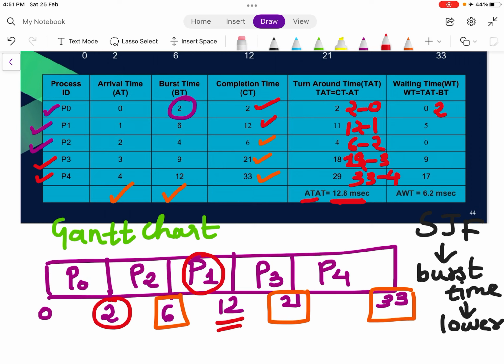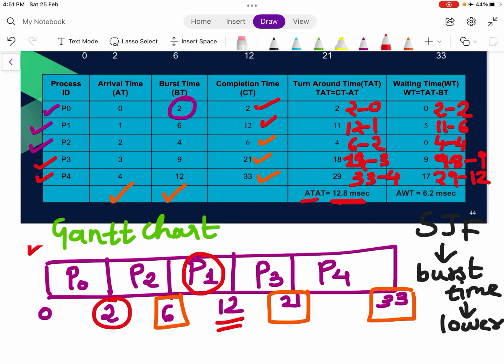Waiting time will be turnaround time minus burst time. 2 minus 2 is 0. 11 minus 6 is 5. 4 minus 4 is 0. 18 minus 9 is 9, and this will be 29 minus 12, which is 17. Add them, divide by 5, and you get 6.2 msec.